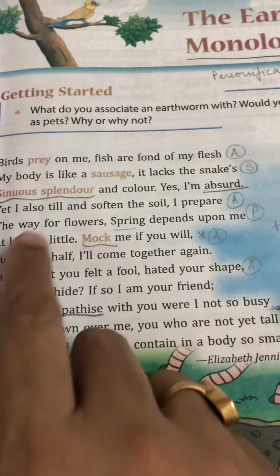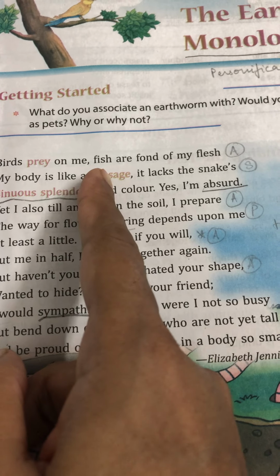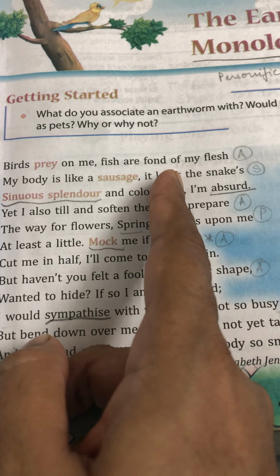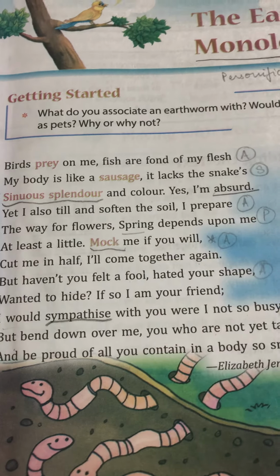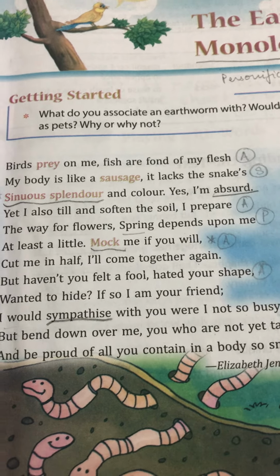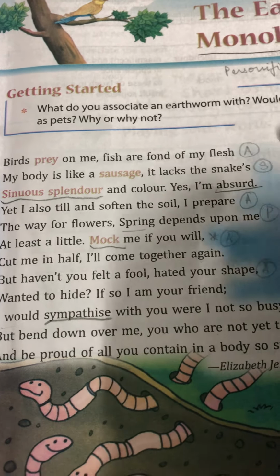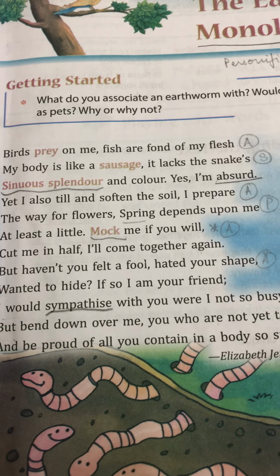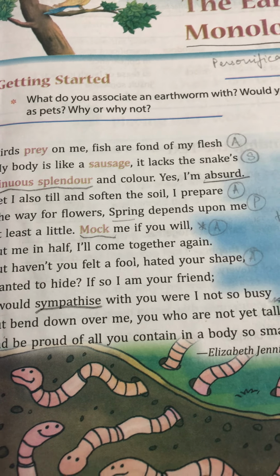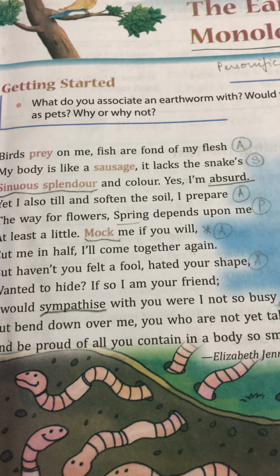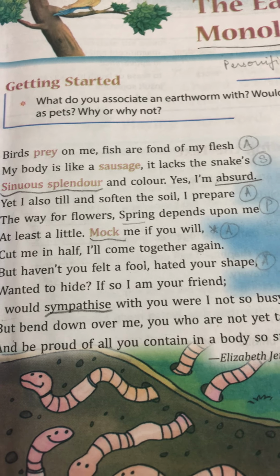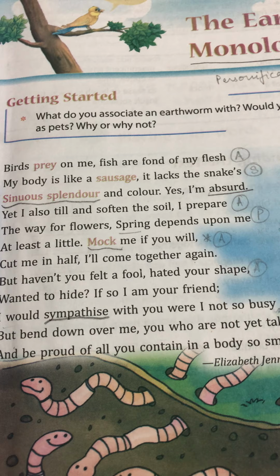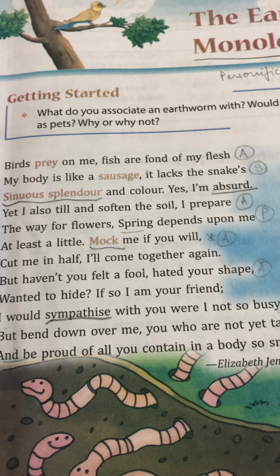So over here, students, it's been said, birds prey on me. Fish are fond of my flesh. So the earthworm is initiating in the first three lines. The earthworm is lamenting. I must not categorize it as he or she. Rather, I must call it 'it'. So it is lamenting that birds find me as prey. They feed on me. Even the fish.